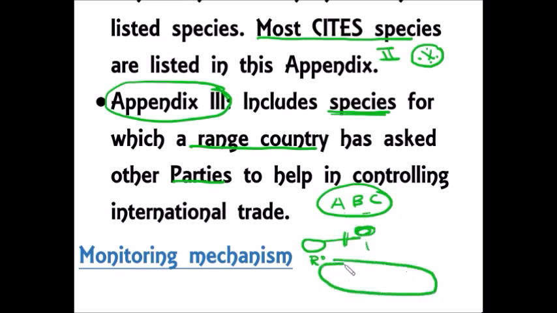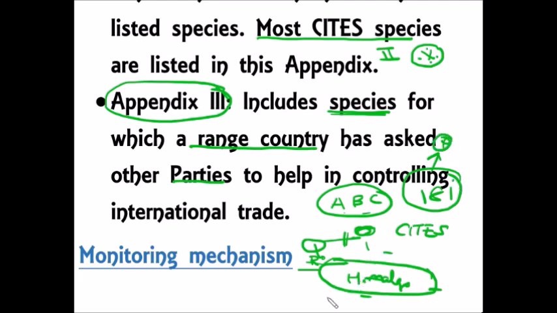For example, around the Himalaya, Pakistan, Afghanistan, China, India, Nepal and Bhutan are located. If all countries are members of CITES, as you know, CITES has 181 member countries. Remember, 181 member countries is an important prelims point. If India wants to control the international trade of some species B, it can ask the other CITES member countries in this region, like Nepal, Bhutan, Pakistan, China, to control the international trade if species B is included in Appendix 3. So that is the meaning of Appendix 3 and its species.